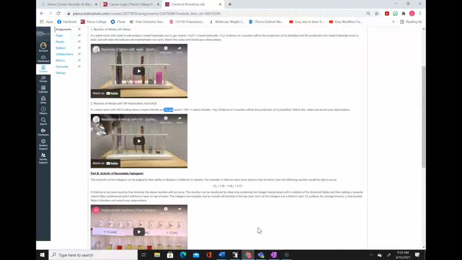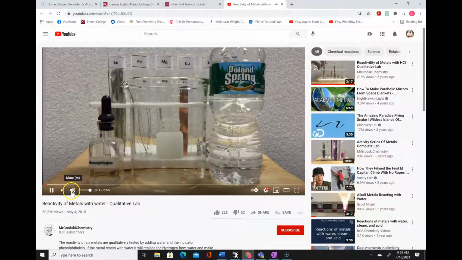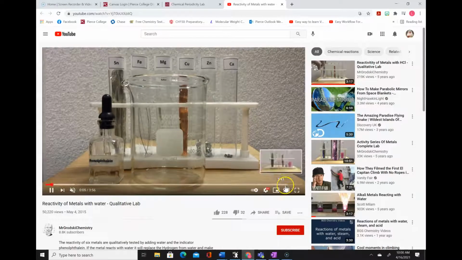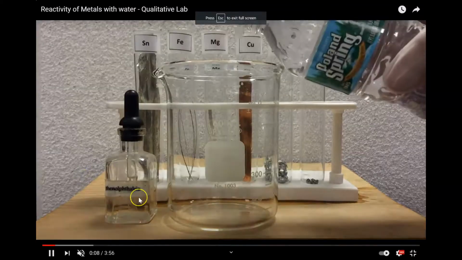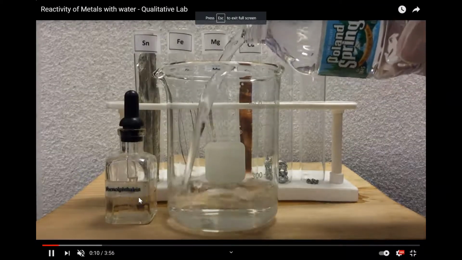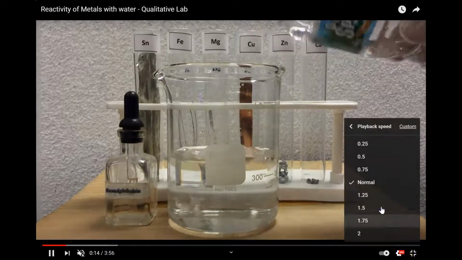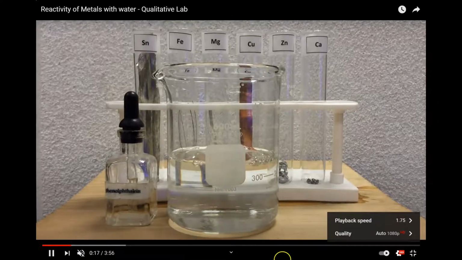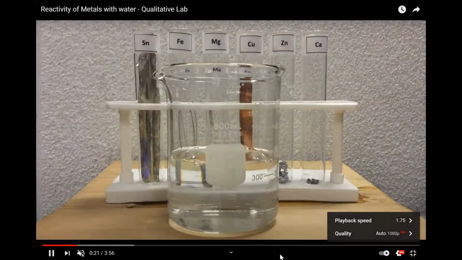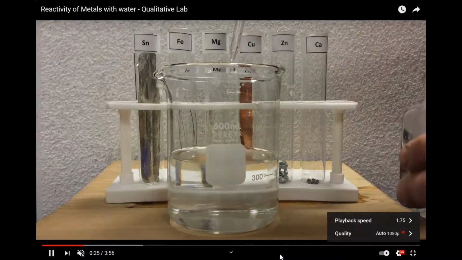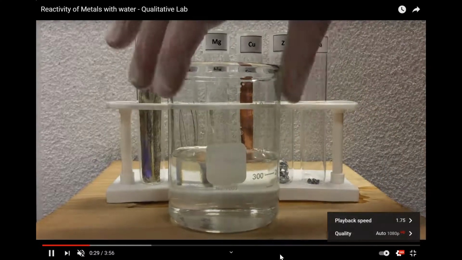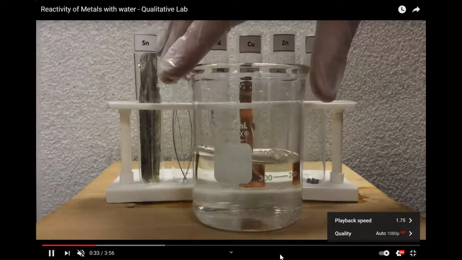So in the first video, we're going to react our metals with water, okay? And I'm just going to mute it. And so into the water is going to be added some phenolphthalein. And the phenolphthalein is in that little dropper bottle there. And so he's pouring out some just plain old distilled water. I'm going to speed it up a little bit. There's no reason for it to be this slow. We can pause, of course. Put a few drops of phenolphthalein, and that's going to turn pink if we form a metal hydroxide.